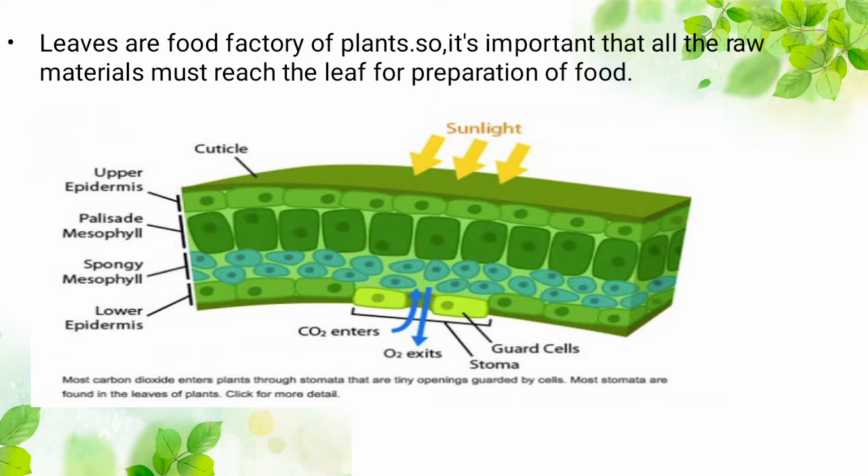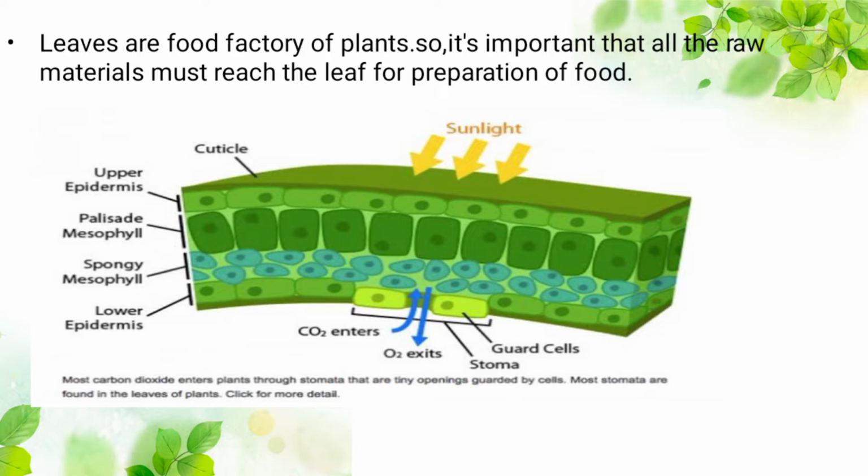So in the previous class we had some questions. What were those questions? Like where this food will be prepared in the plant, in which part of the plant exactly this food is prepared. So in this class we'll get answers to all those questions. Leaves are the food factory of plants. So we got to know in which part exactly the food is prepared, that is leaves. Leaves are the food factory of the plant.